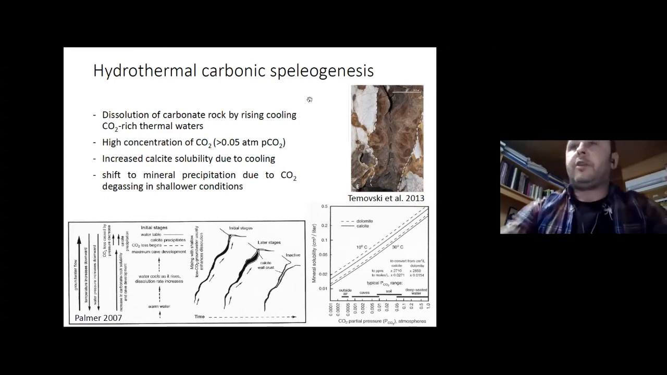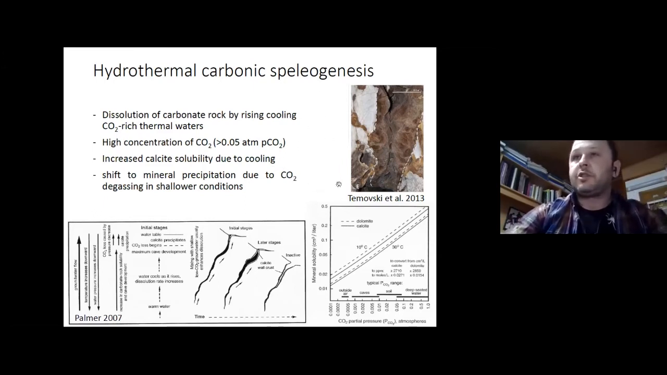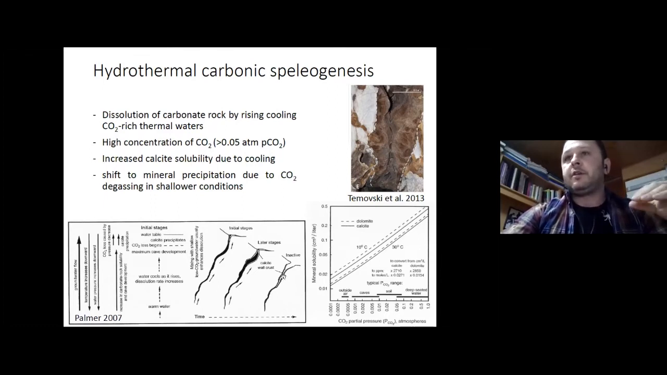Compared to epigene karst systems, where the source is the soil, so it will be lower than 0.05 atmosphere partial CO2 most commonly, in this kind of system we have much higher values, even going up to almost 1 atmosphere. So what is interesting about this system is that at depth we have an increase as the water rises. Due to the cooling, the solubility increases, so we have a formation of passages.